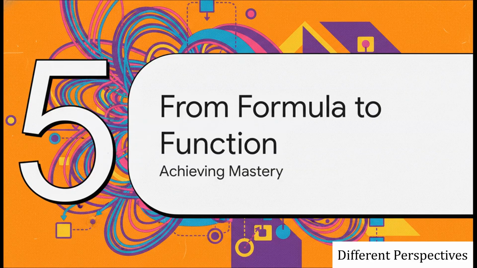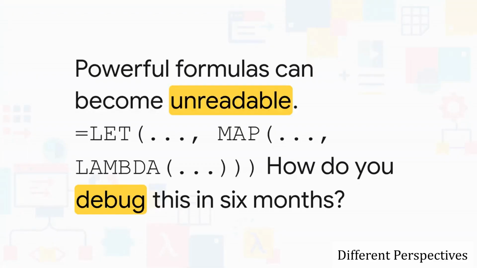All right, so we've established that map and scan are insanely powerful, but as your formulas get more and more powerful, they can also get really, really long and difficult to read. And this brings us to the final level of spreadsheet mastery, the true game changer. I mean, seriously, just look at this monster of a formula from a Stack Exchange post.